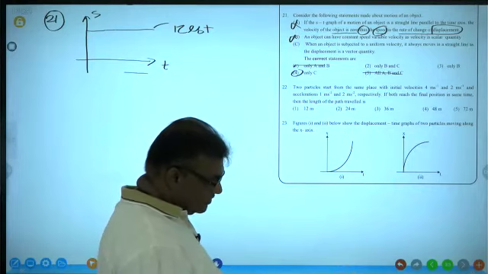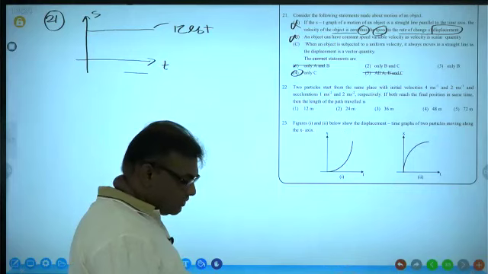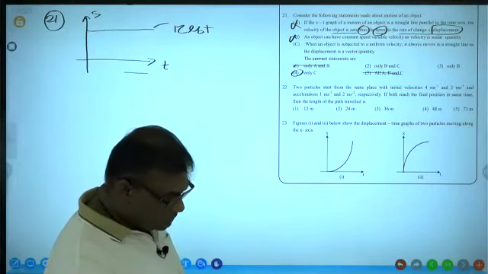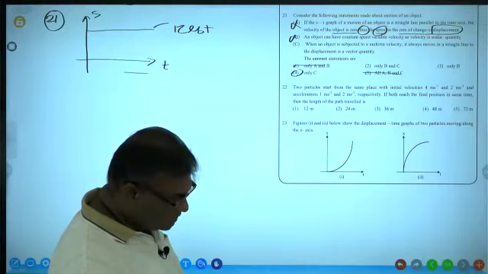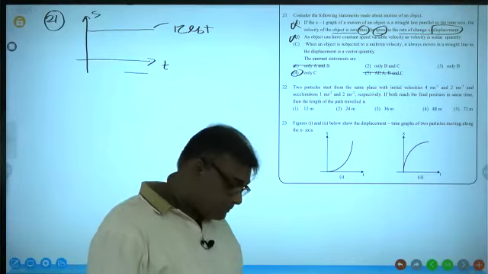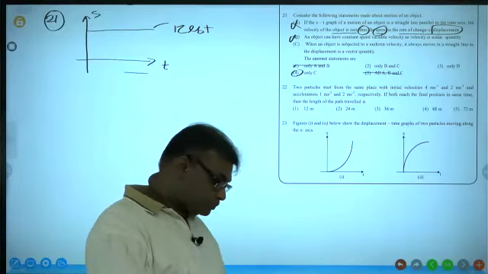When an object is subjected to a uniform velocity, it always moves in a straight line as the displacement is a vector quantity. Number 22.